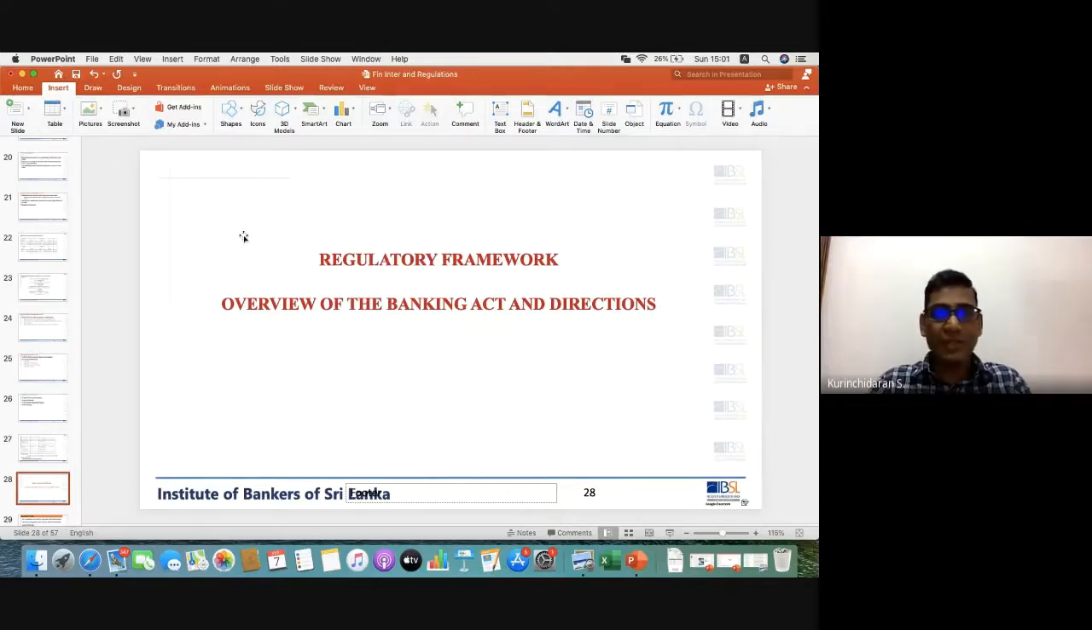So next, what we are going to discuss is regulatory framework. So overview of the Banking Act and the directions. Now next, I'm going to discuss the regulatory framework, right? Like bank regulations. So here, what I'm going to discuss is the Sri Lankan regulatory framework, that is basically the Banking Act, right? So I will discuss the Banking Act, its features and the requirements after the break.